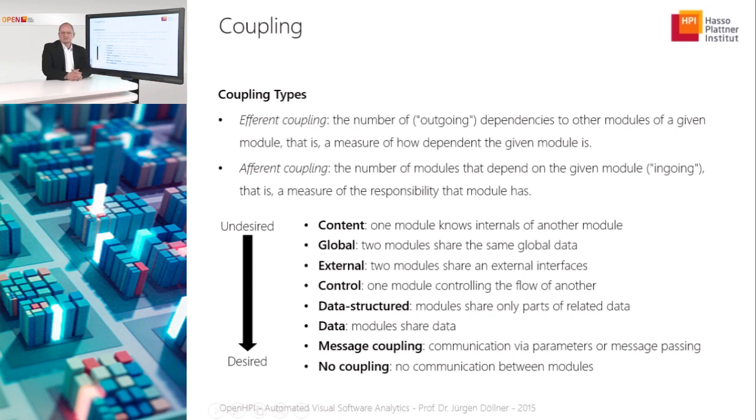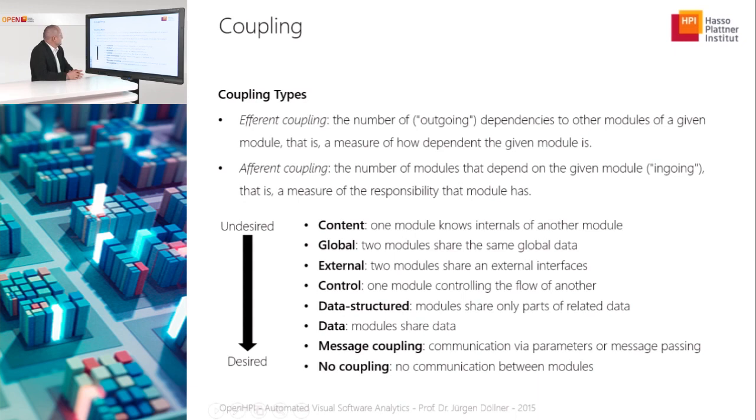There are different coupling types. We distinguish between efferent coupling, the number of outgoing dependencies to other modules of a given module. Efferent coupling represents a measure of how dependent the given module is on other modules. Afferent coupling, in contrast, represents the number of modules that depend on the given module. So to say, the ingoing dependencies. Afferent coupling serves as a measure of the responsibility that a specific module has with respect to the other modules.